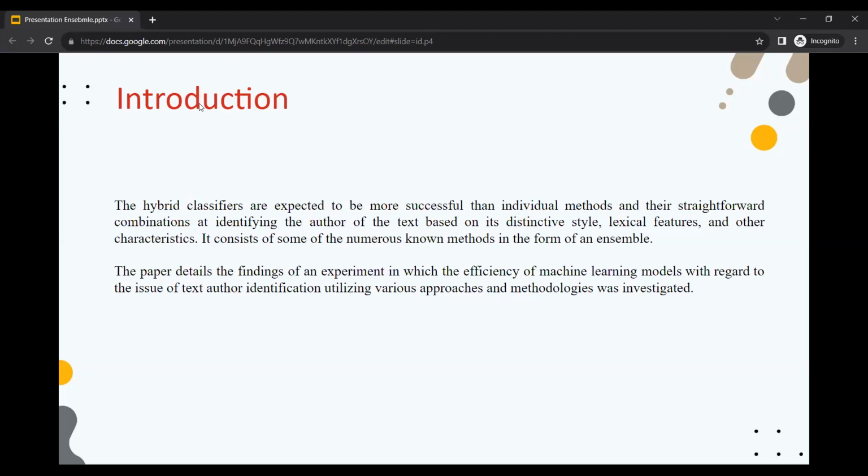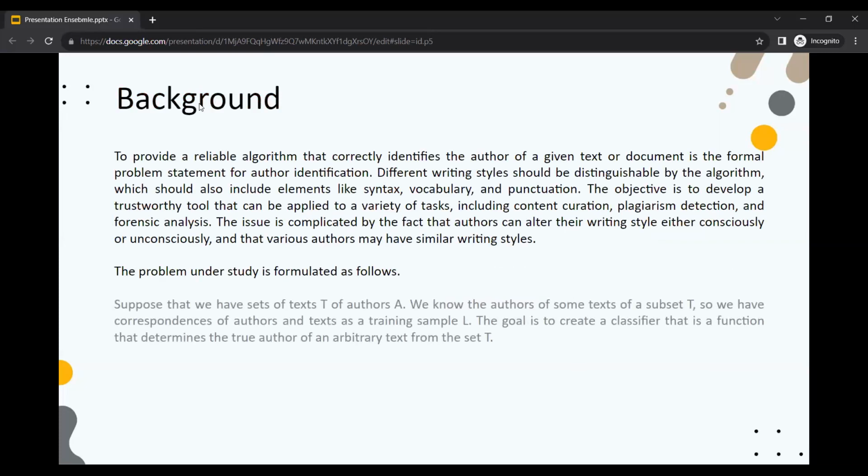So the paper details the findings of the experiments in which the efficiency of machine learning models with regard to the issue of text author identification, utilizing various approaches and methodologies, was investigated. So some words about the background. To provide a reliable algorithm that correctly identifies the author of a given text or document is a formal problem statement for author identification. Different writing styles should be distinguishable by the algorithm, which should also include elements like syntax, vocabulary, and punctuation. The objective is to develop a trustworthy tool that can be applied to a variety of tasks, including content curation, plagiarism detection, and forensic analysis.